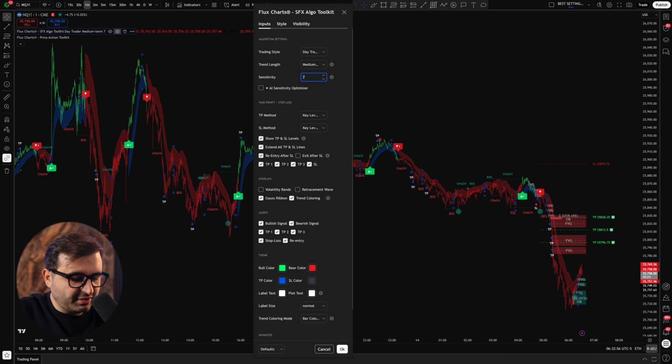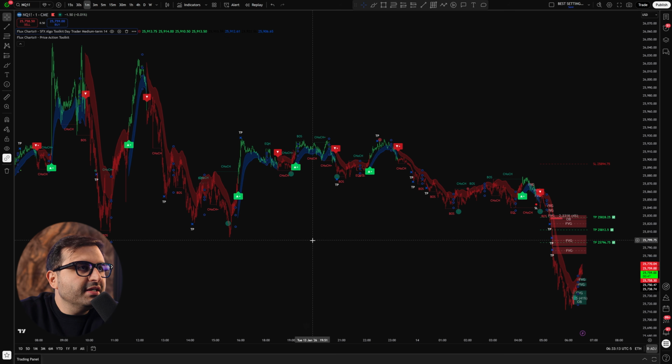So now the most important part, the sensitivity. If you trade a highly volatile market, I suggest you go between 13 and 15, okay? For the demonstration, let's go with 14. You don't have to use the AI sensitivity optimizer, just hit the OK button and let it load.